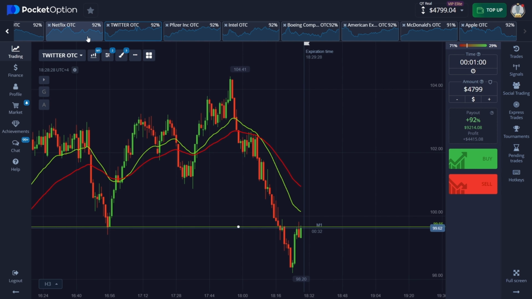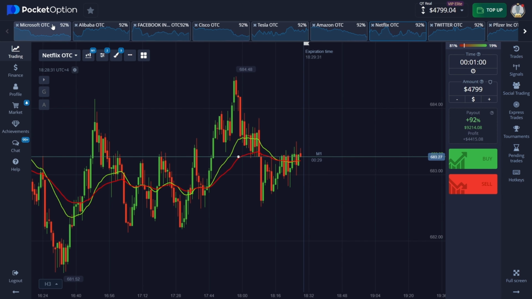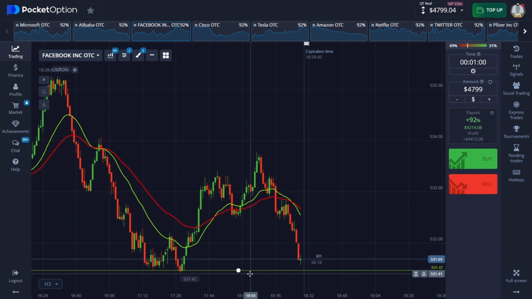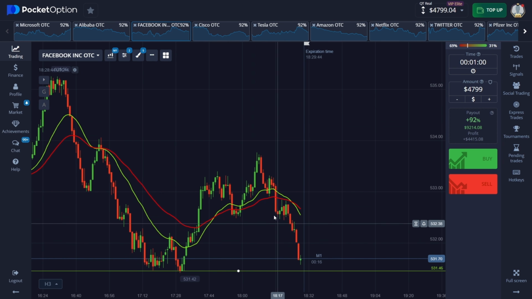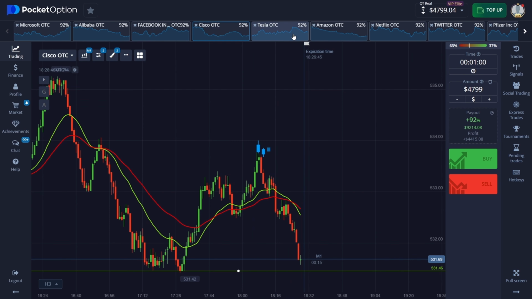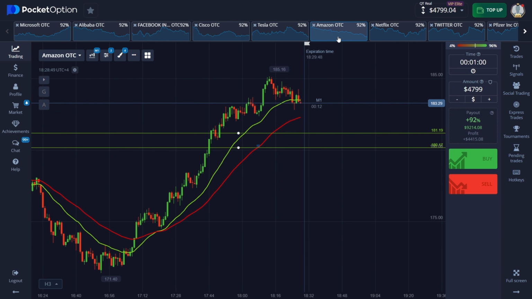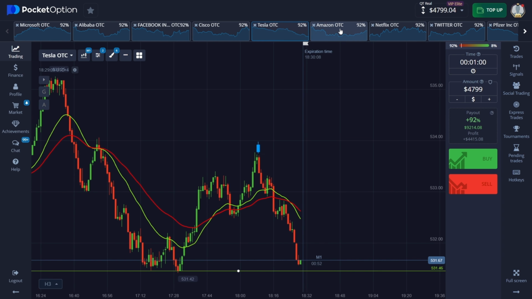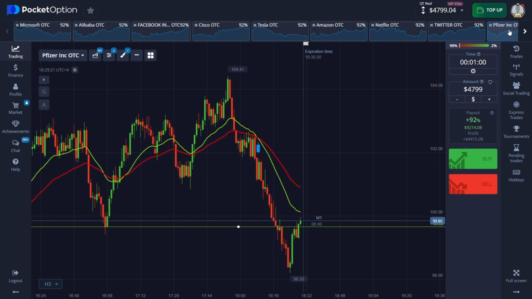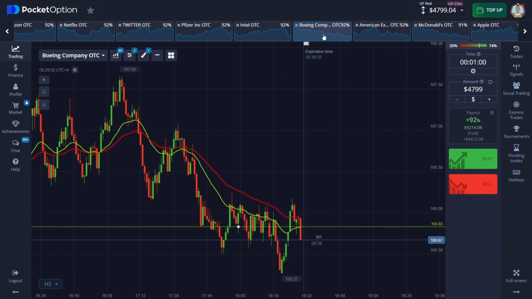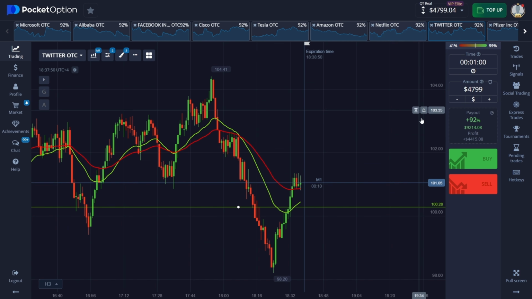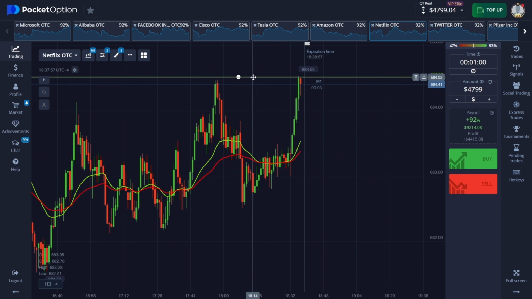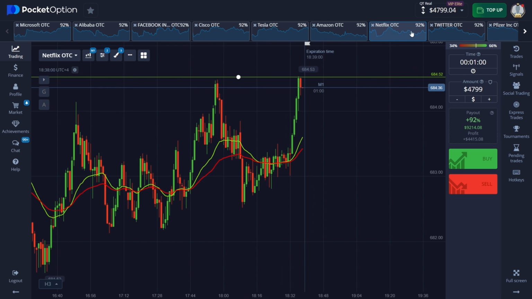Let's find one more trade. I just need one more trade now. There was a support level on Facebook, but the candle was too far from the support level. Let's look for a trade with $4,799. There was a potential trade on Netflix OTC, but the candle was already down. Now wait, the candle has already closed as a red candle.